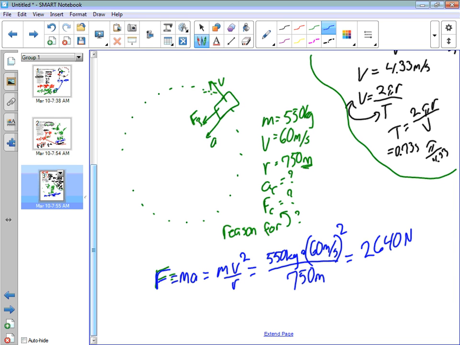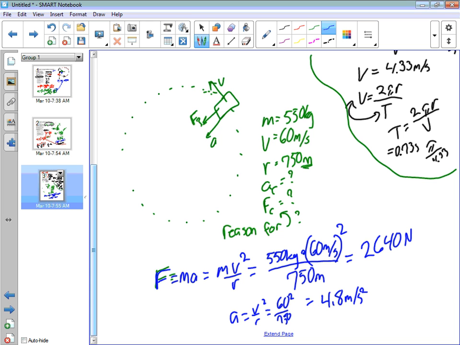And if we were to solve for the acceleration, we could take this value and divide through by the mass. Or we could say acceleration is v squared over r, and just say 60 squared divided by 750. Either way we'll get the same answer. What is that going to be? 4.8 meters per second squared. So 4.8 meters per second squared.